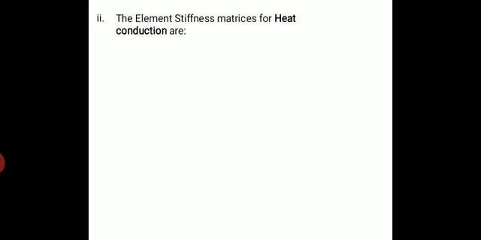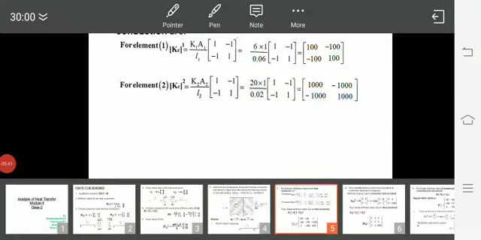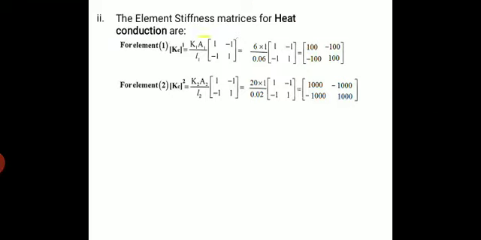Okay, second step is what? The elemental stiffness matrix for the heat conduction. We know the elemental stiffness matrix formula for heat conduction, that is Kc = (K1 A1 / L1) [1 -1; -1 1]. So here the K value I know, 6.